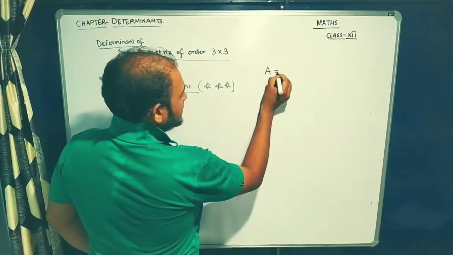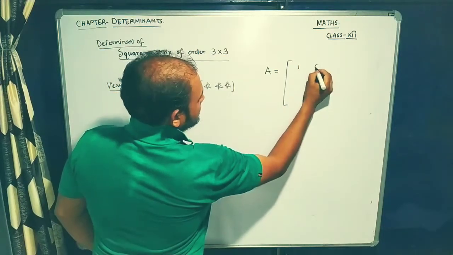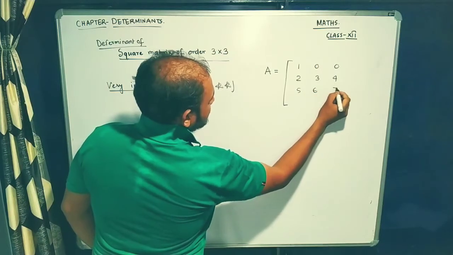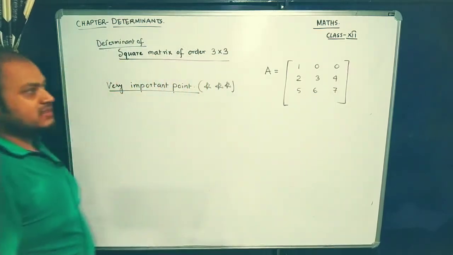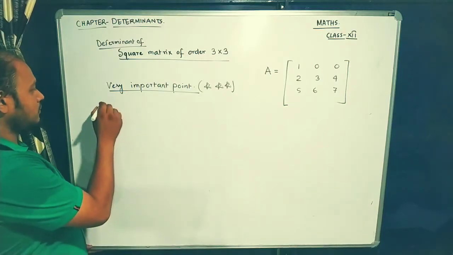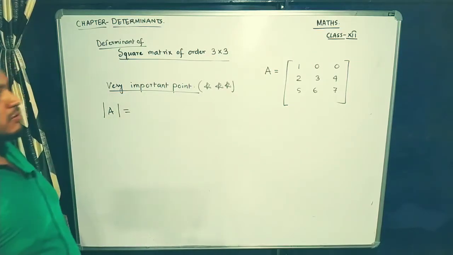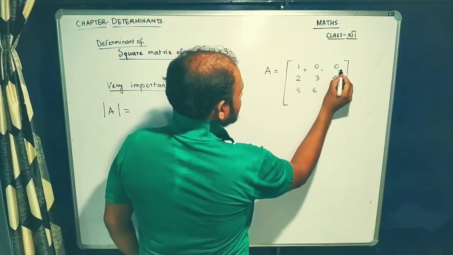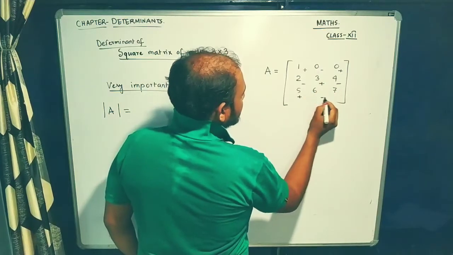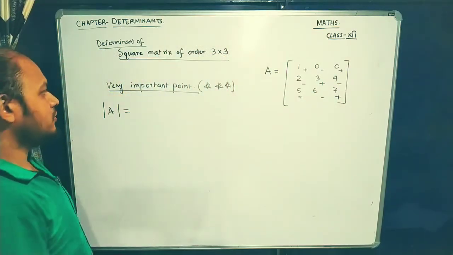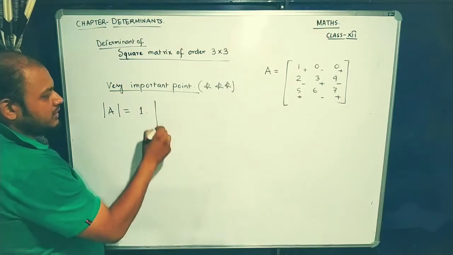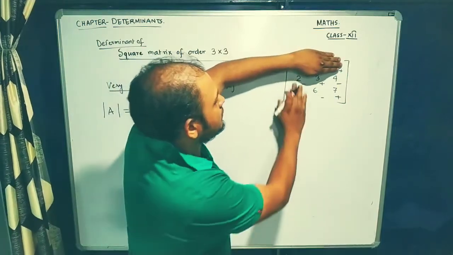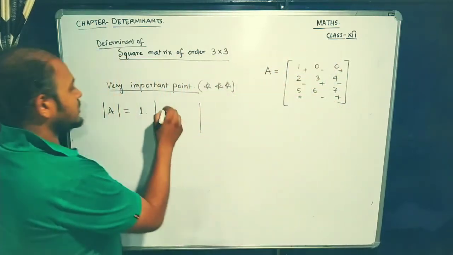Let us say we have matrix A is equal to 1, 0, 0, 2, 3, 4, 5, 6, 7. And while finding the determinant of this matrix, if you are selecting the first row, place the sign convention plus, minus, plus, minus, plus, minus, plus, minus, plus. So select the first row, the number 1, then hide the row and column. 1 belongs to the first row, first column, hide the first row, first column. You see 3, 4, 6, 7. So write them here.